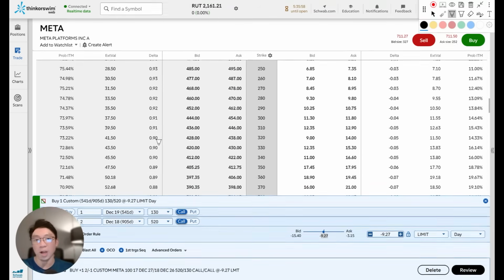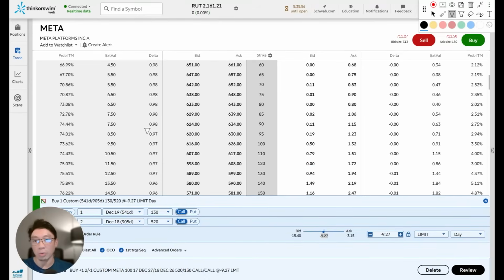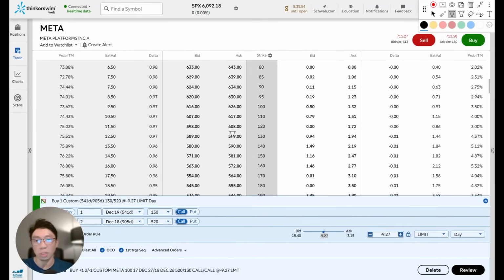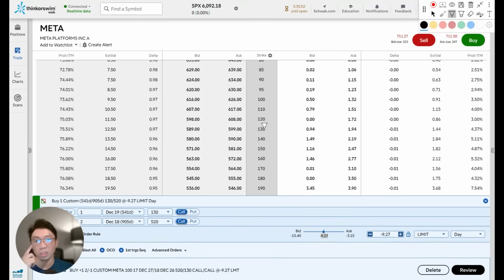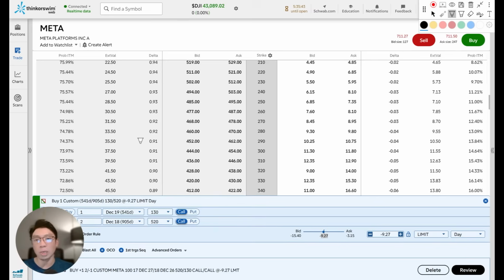Whereas compared to if I had it over here, at around, I can't remember what it was. I think it was somewhere around here. I think this strike down here, 130, where the cost is close to around 600. You can see my extrinsic value, all I'm going to lose is only $12.50. So this is something that you really need to think about.